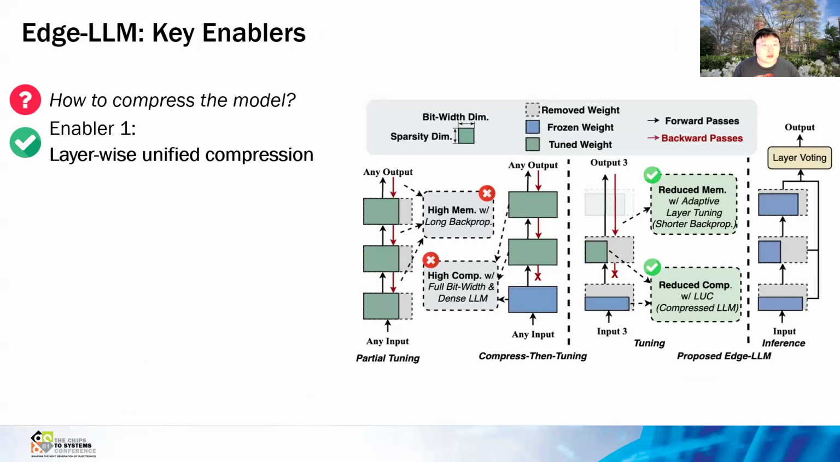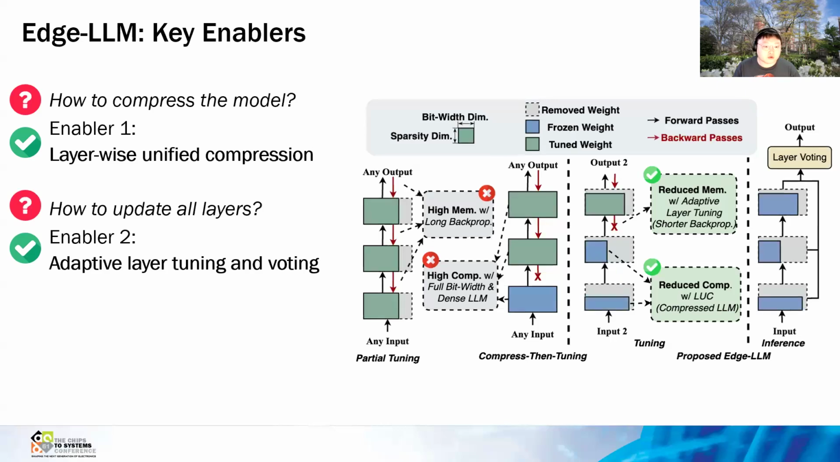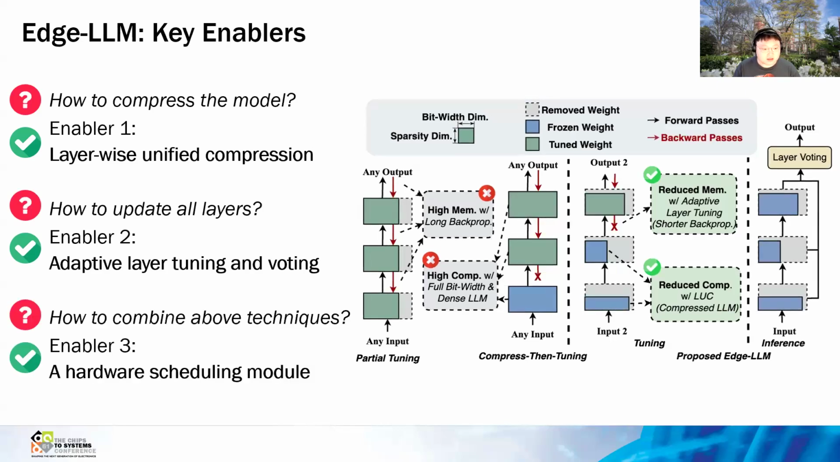And in Edge-LLM, there are three key enablers answering three aforementioned challenges. The first is on how to compress a model. We propose a layerwise unified compression technique. And on how to update all layers, we propose an adaptive layer tuning and voting scheme. The third is on how to combine the above techniques. We propose a hardware scheduling module.